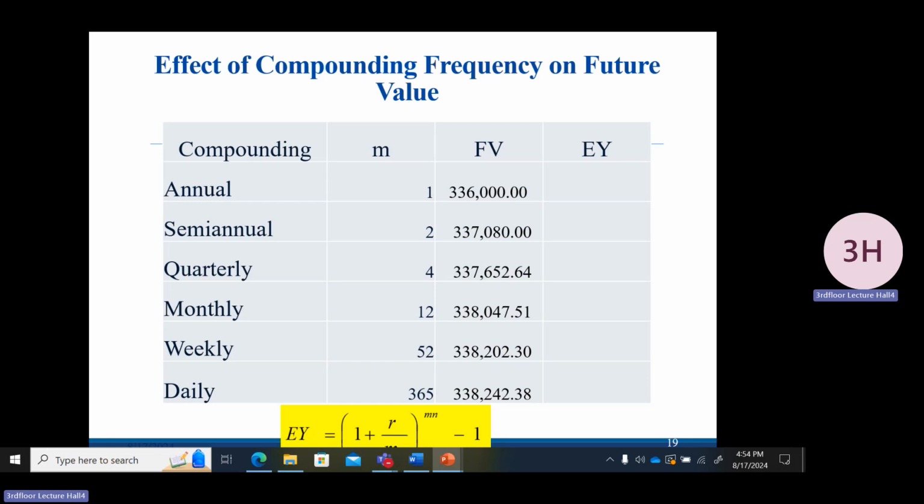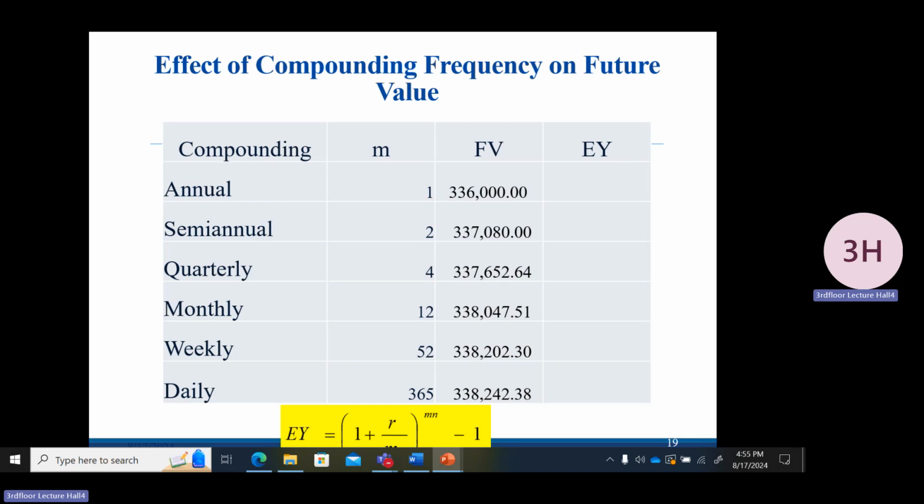The effective yield, or the effective rate, is equal to (1 plus R divided by M) to the power N times M, minus 1. Normally this is a rate of return, so you have to multiply by 100. From the answer you have to deduct 1. You know what M is: M is the compounding frequency per year.